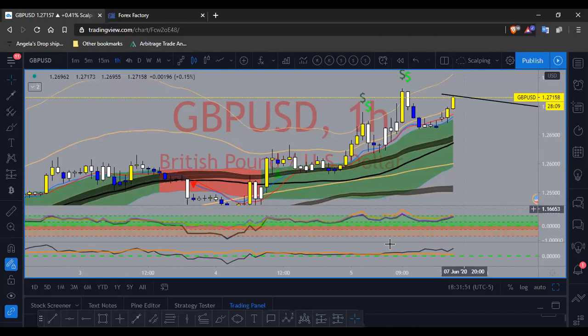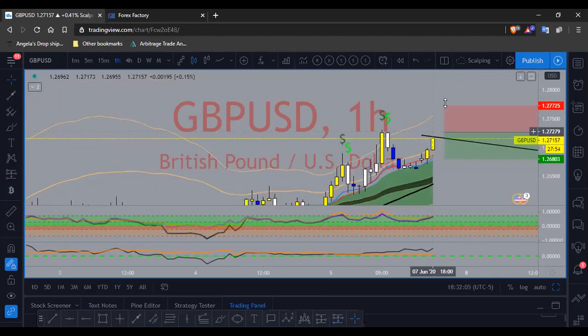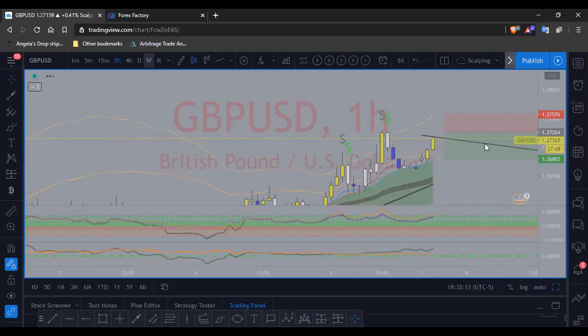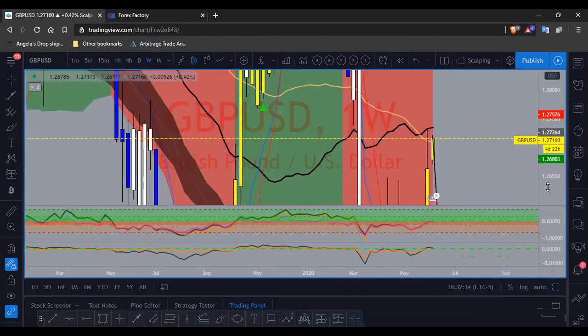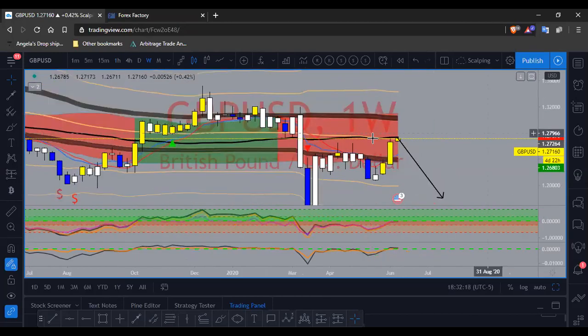I need to move this out the way. If I can get price to come up a little higher, like around 1.27264, I'm willing to risk about that amount of pips and be in a long-term sell. When I'm talking about long-term, I'm talking about long-term.